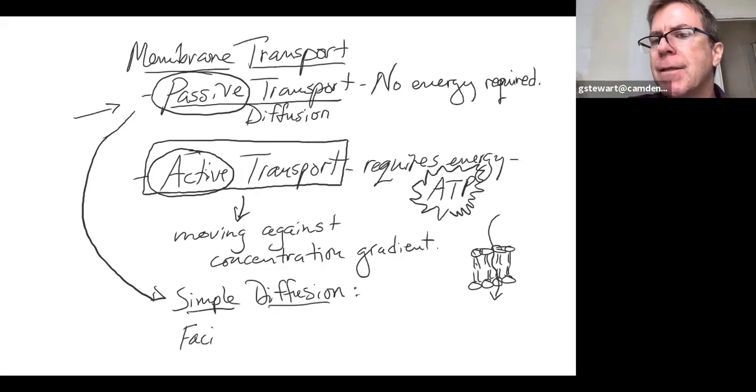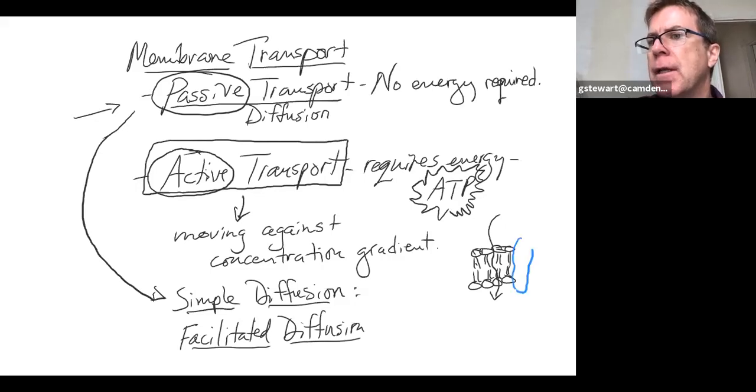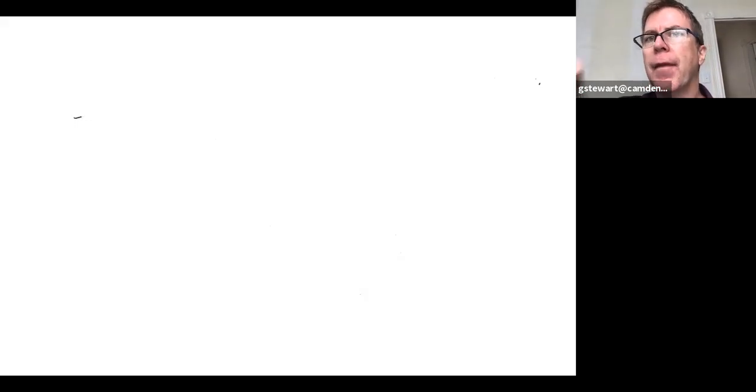Facilitated diffusion is still passive. That means it still requires no energy, but we just need some sort of mechanism like a protein channel for it to get through. So facilitated diffusion, here's our protein, and let's just say it's a channel protein, and now this thing just uses that pore to get right through. That's the only difference between simple and facilitated diffusion. Those are both passive mechanisms. Active transport, I'm just going to layer over this. So I'm just going to continue talking about active.